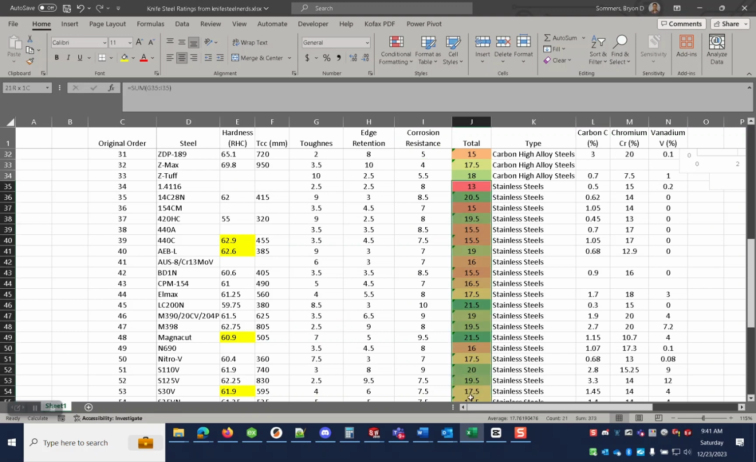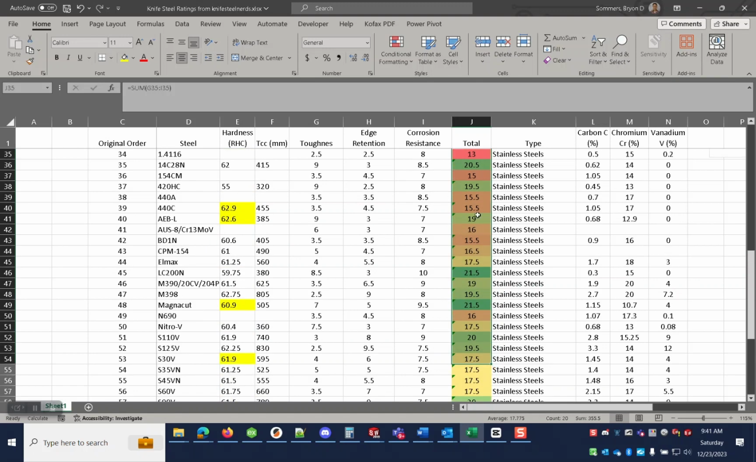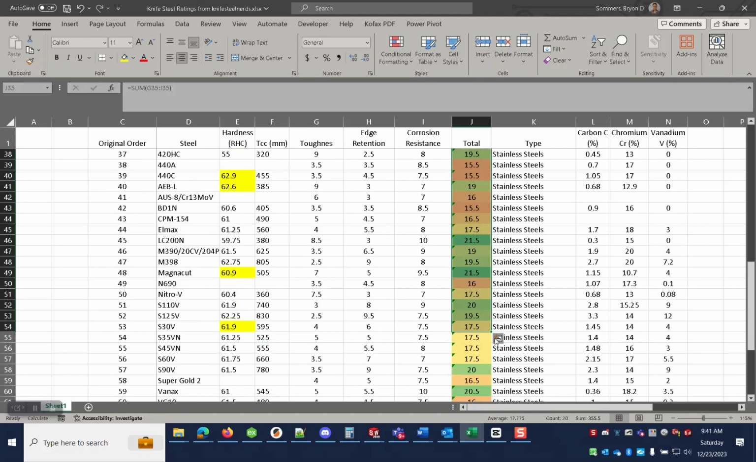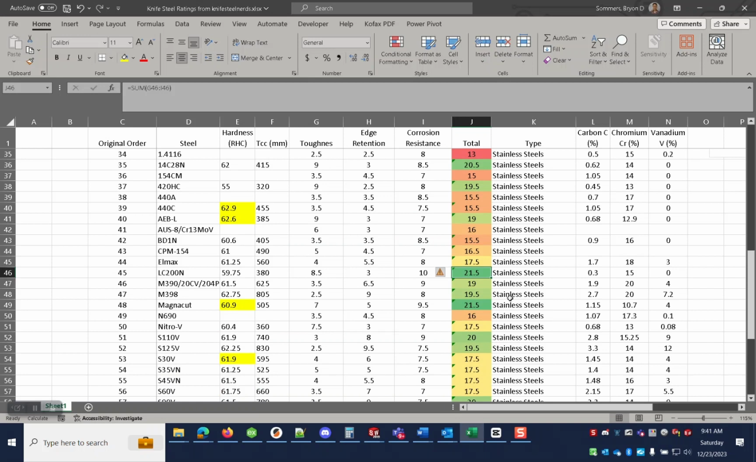Then out of the stainless, same idea. We go from about a 15, 16, 13 I see is the lowest, all the way up to 21.5. Now to me, as just like an absolute value function, I'm considering the highest is the best out of the three categories. I mean, that's just kind of simple arithmetic. And the two highest in the entire library here are Magnacut and LC200N.